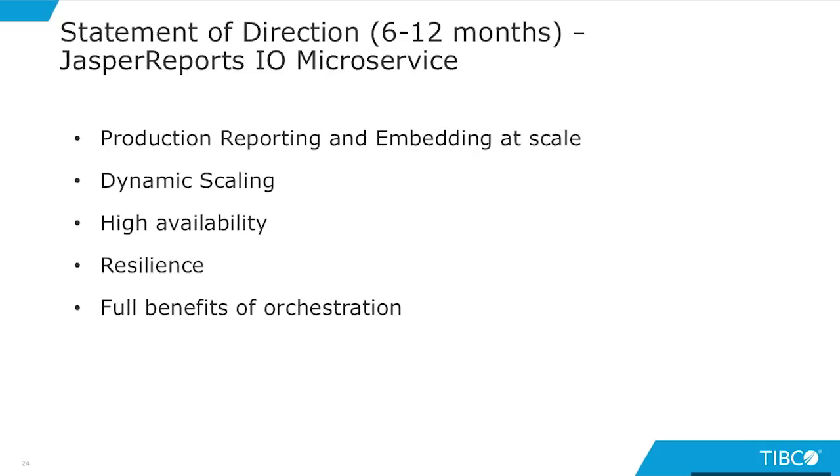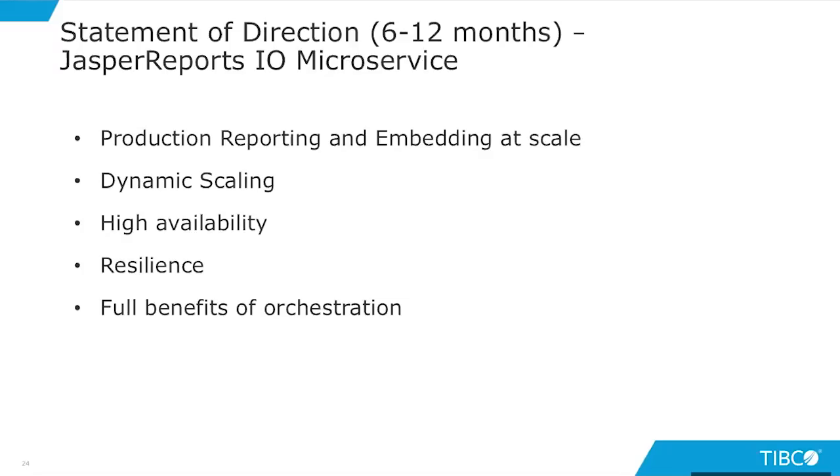This is just a forward-looking statement of direction. We're looking really between 6 and 12 months out. And this is Jasper Reports IO as a true microservice without any kind of throttling or constraints on its capacity or ability to scale. So what will be different about this?